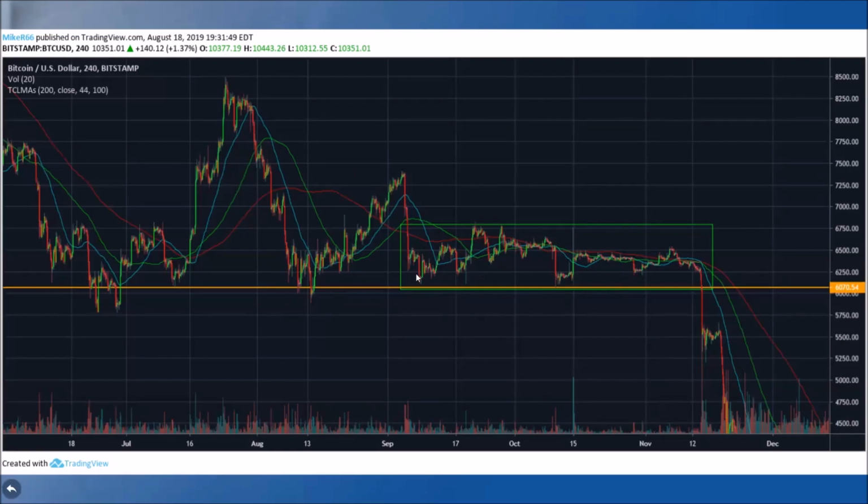So they enter the pole from the upside. We see the resistance 1, 2. We hit the support. We're not sure exactly. Great alt trading right there before we went off. There was some great alt trading right there before we went off the cliff.